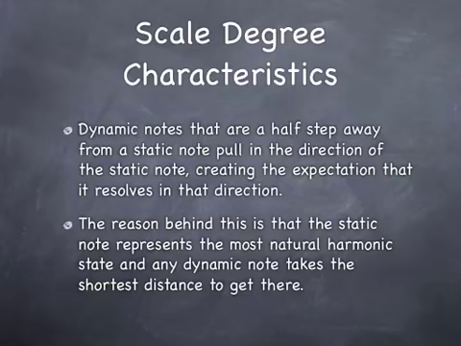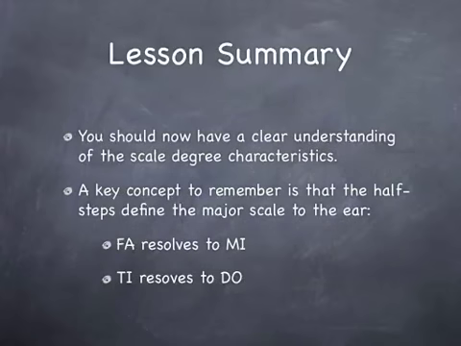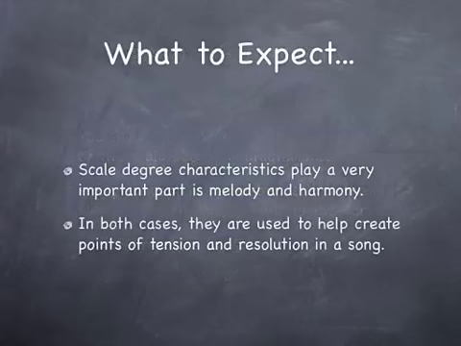Now, although you need to memorize which notes are dynamic and which notes are static, the key concept that you really need to grasp from this lesson is that the note Fa resolves to Mi and Ti wants to resolve to Do. It's the movement and presence of these half steps that defines the major scale to the ear. We're going to look at how these half steps play an important part in melody and harmony, and how they create points of tension and resolution in a song.